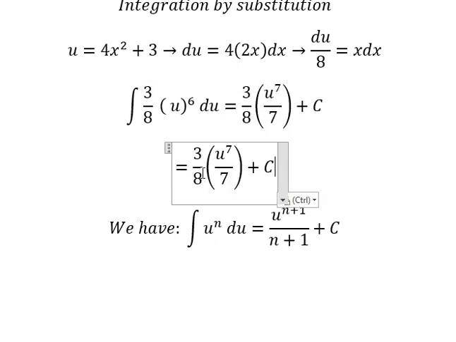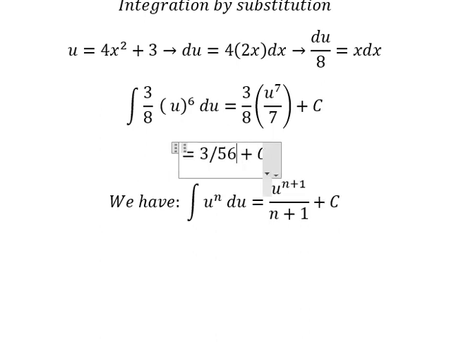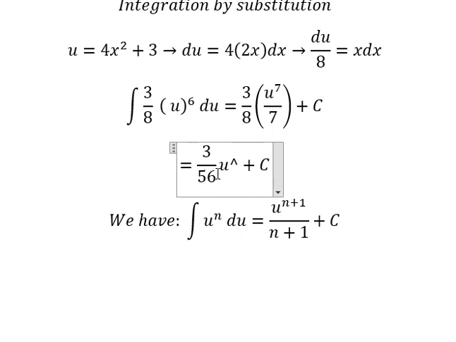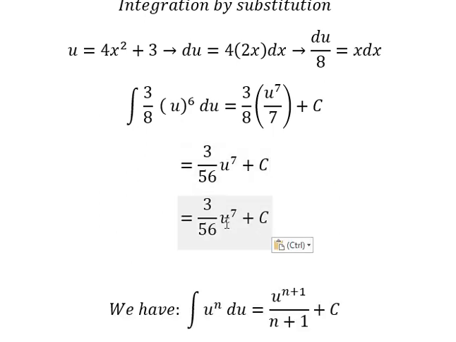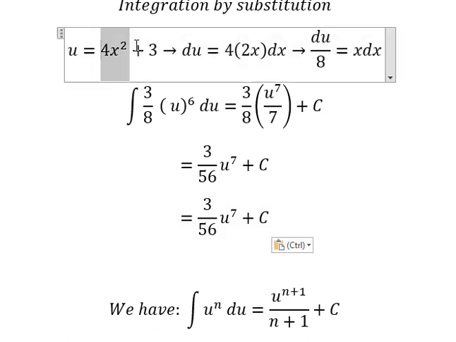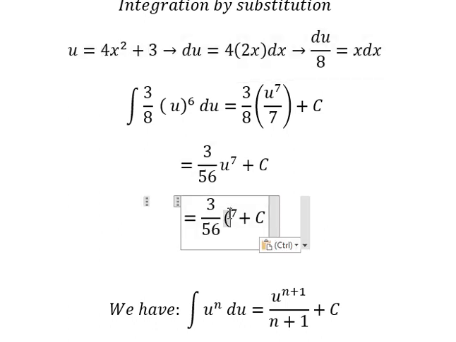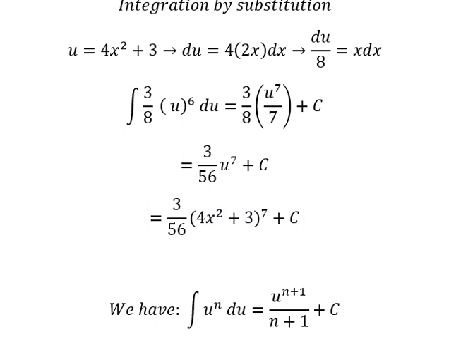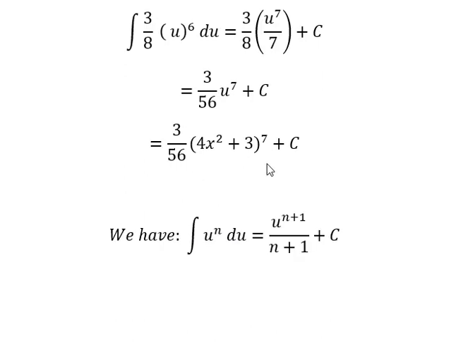So number 7 with number 8, we have number 3 over 56 u to the power of number 7 du, that is this one. And this is the final answer.